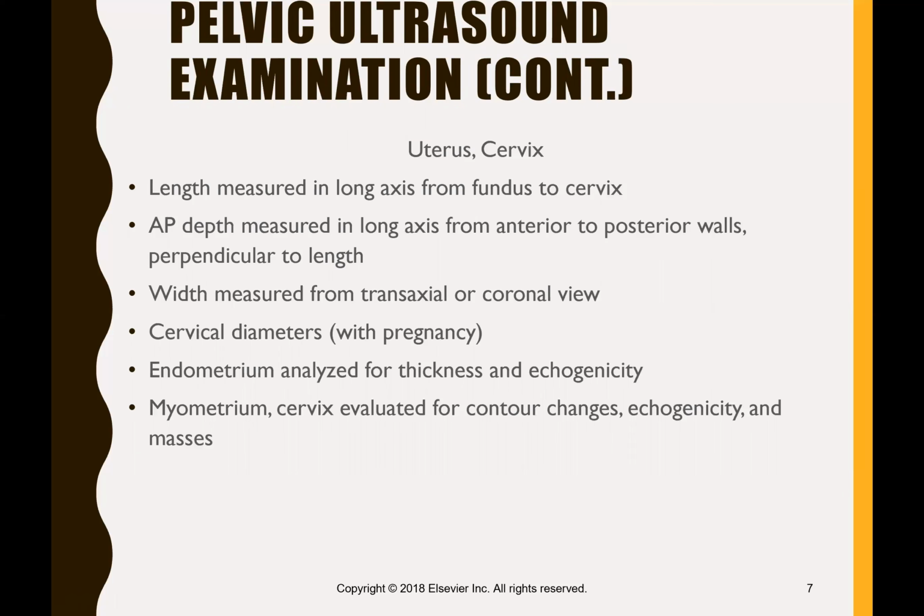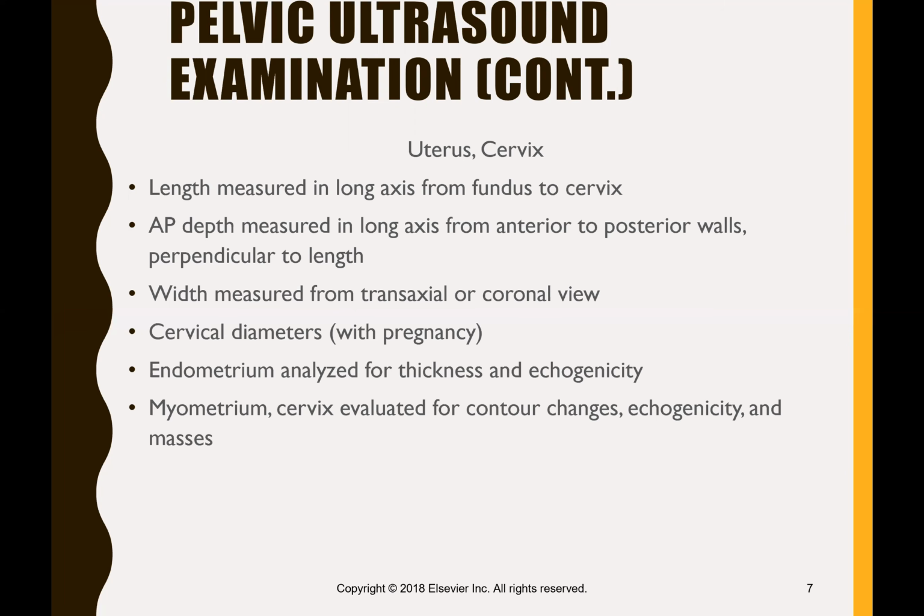So we'll measure the uterus in length from the fundus of the uterus, which is the very top, to the cervix. Then the anterior posterior depth is measured from the anterior and posterior walls. Then we will turn transverse, which you guys have probably been working on a little bit, and you will get a width measurement. Cervical diameter, sometimes with pregnancy, we'll measure those, but you won't measure the cervix in a regular transabdominal pelvic ultrasound where the patient's not pregnant.